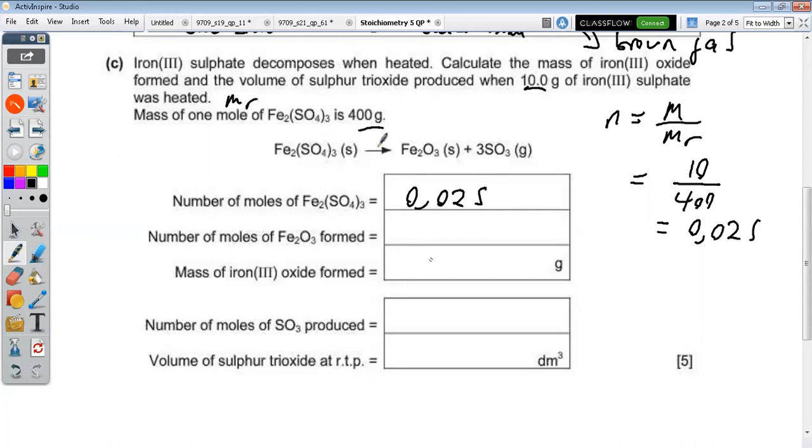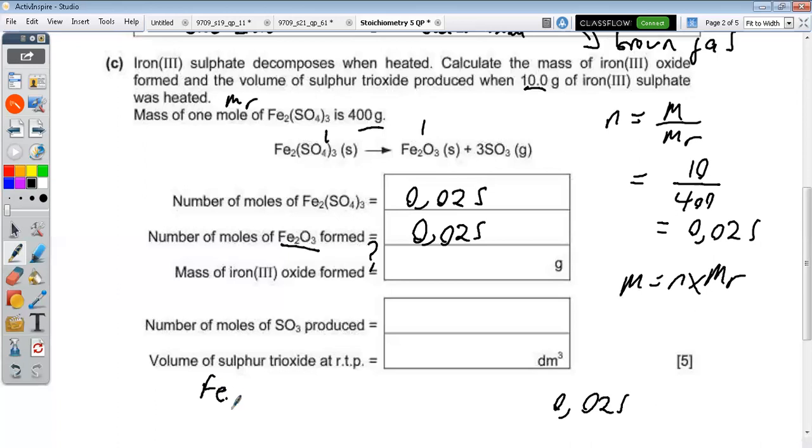Now, isn't this 1:1? 1 here, 1 here. So it means I should form the same number of moles. Now, the mass formed, remember, look at this formula here. Mass is equal to number of moles multiplied by the MR. So in this case, we want 0.025 multiplied by the MR of this. We don't have it, so let's use our periodic table. Iron 2, we have 2 irons, 3 oxygens. So 2 irons, what's the mass of iron in your periodic table?